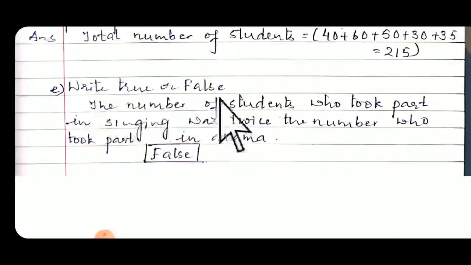Then E. Write true or false. The number of students who took part in singing was twice the number who took part in drama. See, you have to compare singing and then drama. Singing, how many were there? 50. And drama, they took 40. Was it twice? No. So it is false.